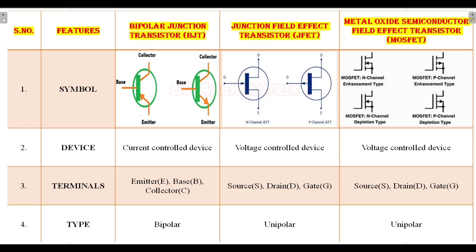Coming to the symbol, this is the symbol of a BJT. There are two types of BJT, PNP and NPN. In a PNP transistor, the arrow always points towards the N. I have mentioned that in my previous videos also. So this symbol is the symbol of a PNP transistor, and this is the symbol of an NPN transistor. In NPN, the arrow is away from the P and towards the N. So PNP, arrow towards; NPN, arrow away.